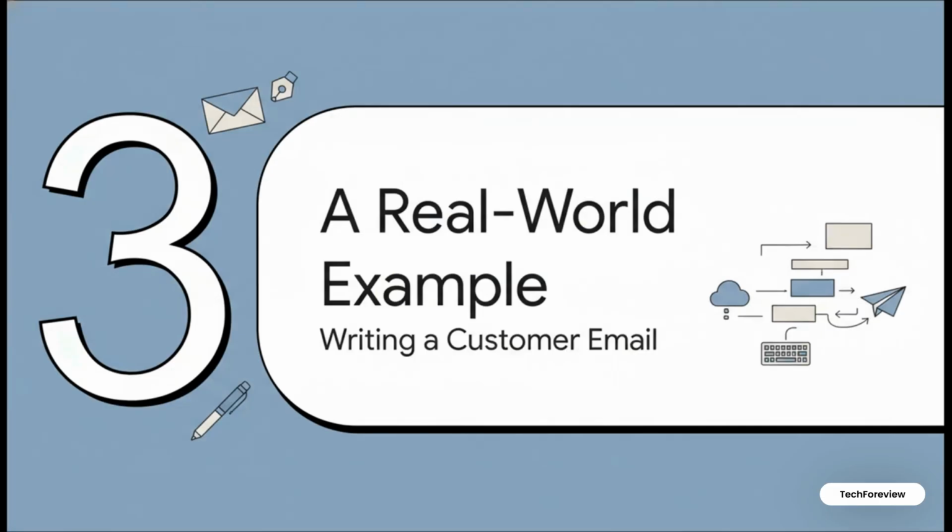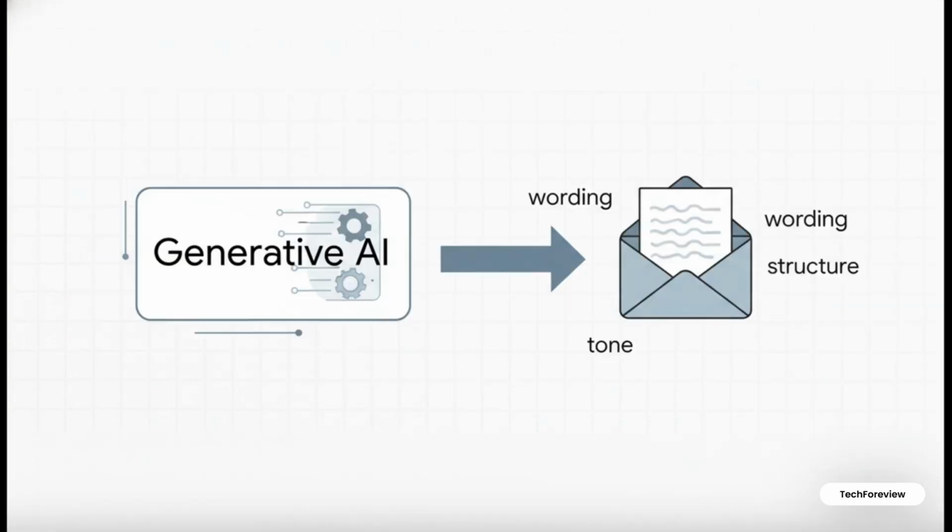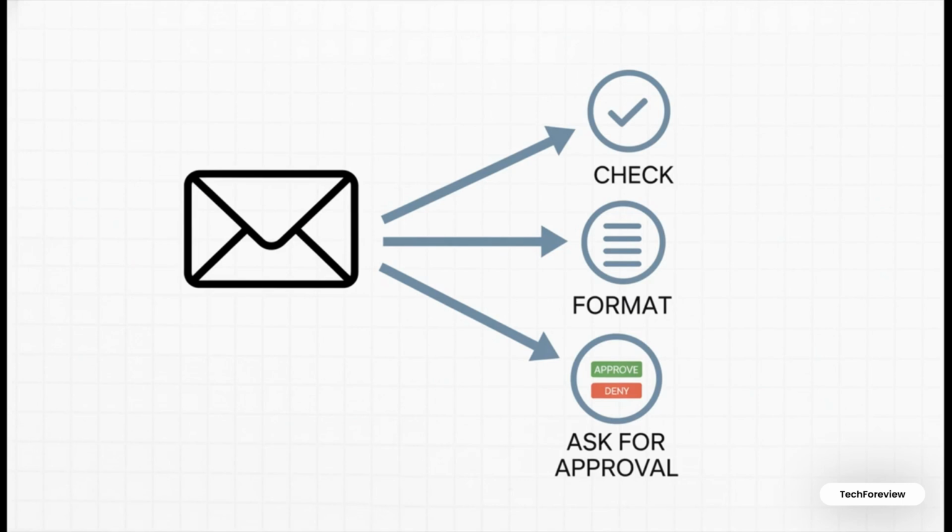To make this a little more concrete, let's walk through a simple, real-world example, writing an email to a customer. So the process starts when a person asks the system for some help. In this case, the request is for a polite email response. This is where generative AI does its specific job. It produces the words, the tone, and the structure of the email. It creates the draft. But once that draft is ready, the system takes over. It might check for errors, or maybe ask for a final approval before anything is sent. The generative AI handled the creation, not the final decision.